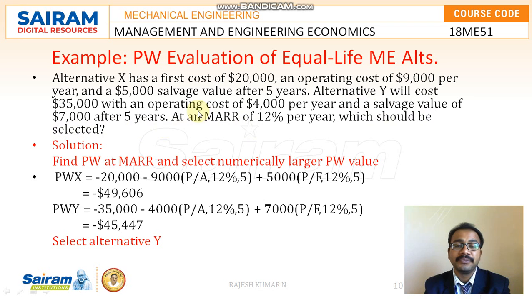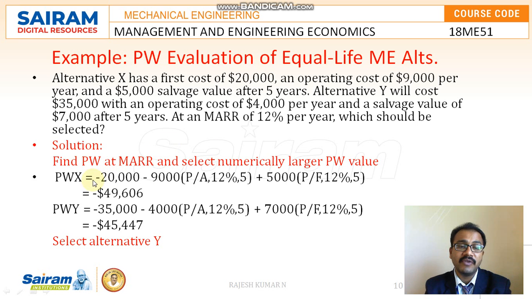So now we need to find out the maximum present worth value for these two cases, at a marginal interest rate of 12% per year, and which should be selected. Once again I want to clarify the two different categories. We have alternative X as the first one and alternative Y as the second one, where the first cost is 20,000 for alternative X and 35,000 for alternative Y. The operating costs for X and Y are 9,000 and 4,000 respectively, and the salvage values for X and Y are 5,000 and 7,000 respectively, and the interest rate is 12% per year.